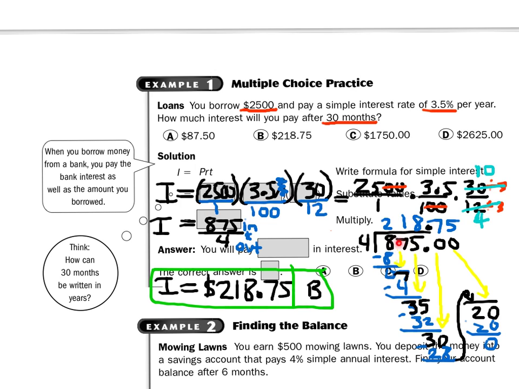So put the 875 on the inside and the 4 on the outside, and put your decimal and add a couple of zeros. Now, I did all the division here for you. You need to copy this in your note-taking guide. So that would give you $218.75. So the interest would be $218.75, and in this case, that would match B as in boy.